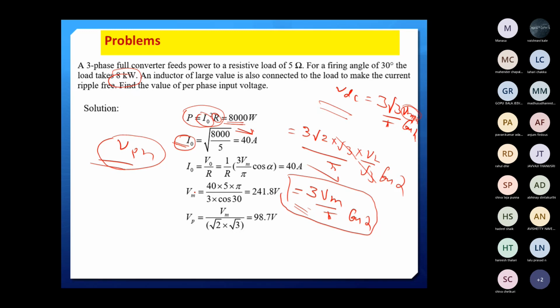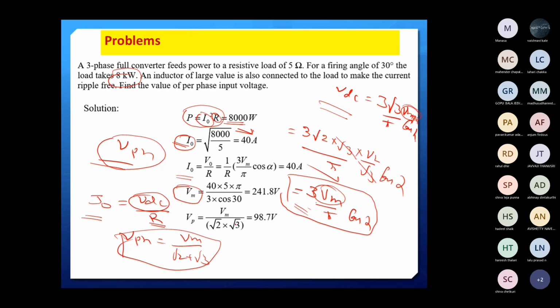Now we know the average voltage. So what is the current expression? As you know, current is equal to VDC by R. Now I know what the VDC is. This is the formula by R. R value is also known. Then I naught is also known. In that expression, the unknown parameter is Vm. See that? So you just find the Vm first. Once you know Vm, they are asking for the phase voltage. Then according to this, we can write Vm by root 2 into root 3. So that will give us the phase voltage. So this is the small thing.